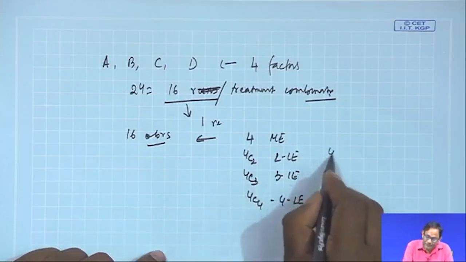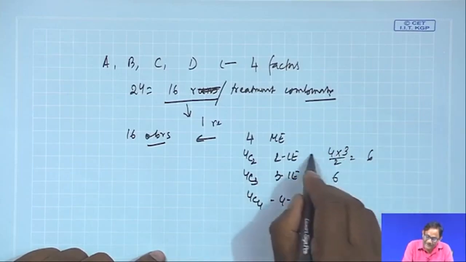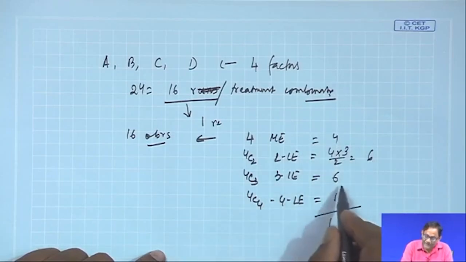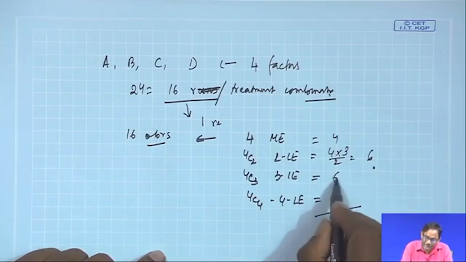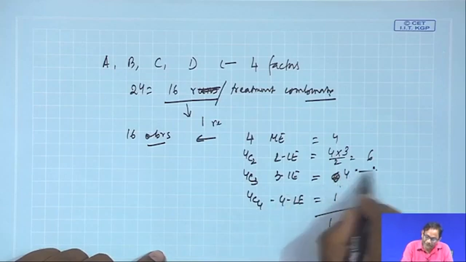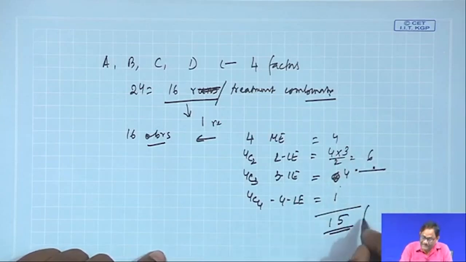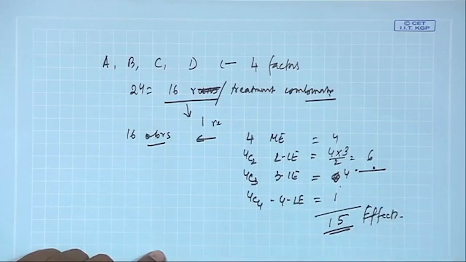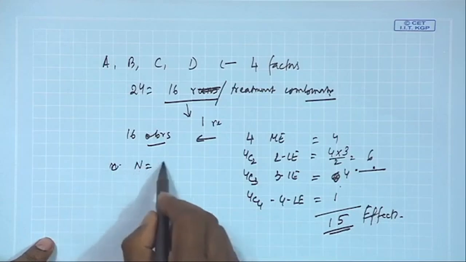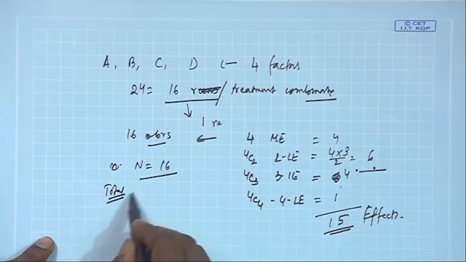So, what is 4C2? 4 into 3 by 2, that means 6. 4C3 is also 6, 4C4 is 1, and the main effects are 4. So, how many do you require? 6 plus 6 plus 1 plus 4. So, you require to estimate 15 effects, correct.